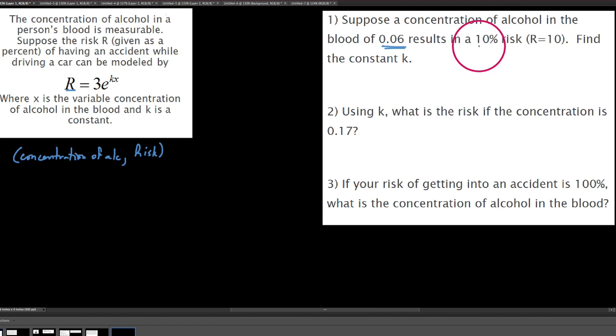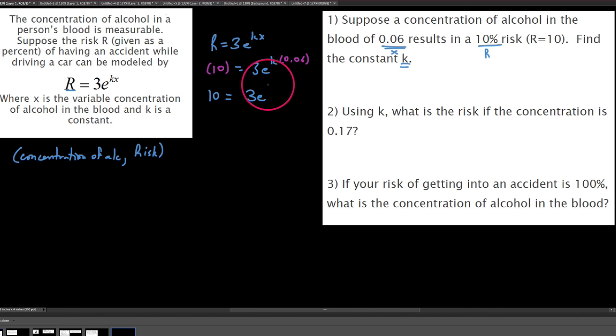So in this particular case, we're given our capital R here. We're also given the alcohol in the blood, which is our X variable here. So if we plug this into our function, we should be able to solve for this constant K. We have R equals 3e to the kx, where the risk is 10 if and only if our x value is 0.06. So we have 10 equals 3e to the 0.06k.